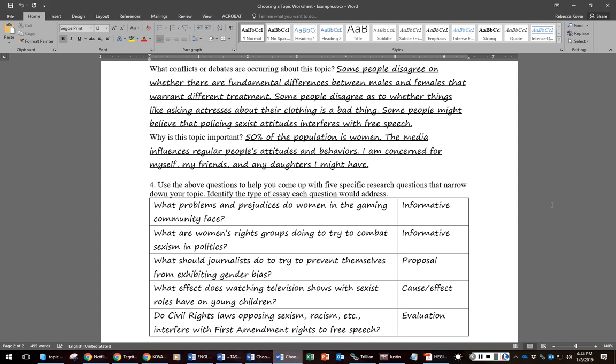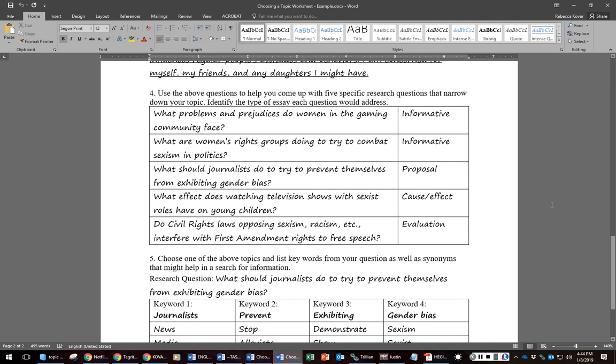Because half the population is women. Because the media is pervasive, it influences people, and she's interested in how it affects specifically herself and her friends, and if she has kids, how it would affect them. So you can come up with research questions related to those concerns. And notice that I also pair these with the kind of essay they would be. So if you ask the question, what problems and prejudices do women in the gaming community face? The answer to that would be informative, so you would be telling people about what happens to women in this community. Similarly, what women's rights groups are up to, here is what they are doing.